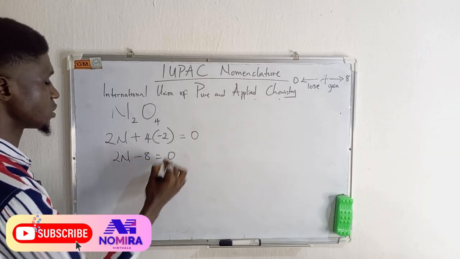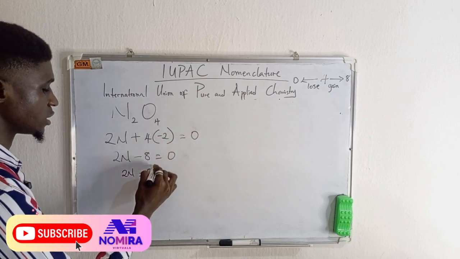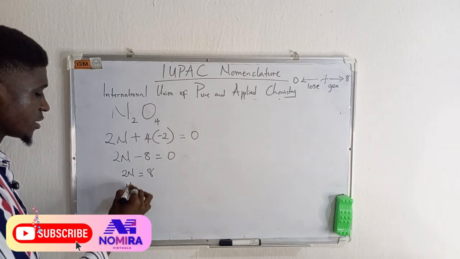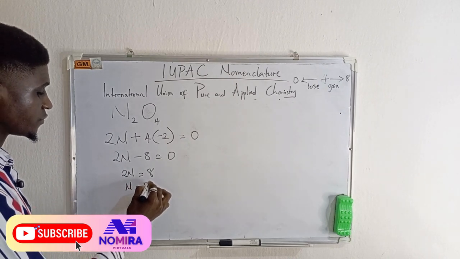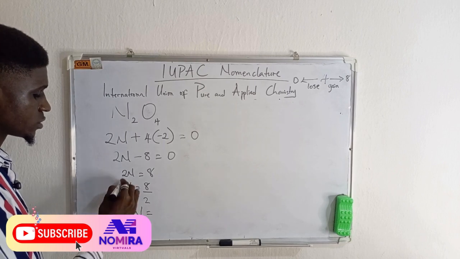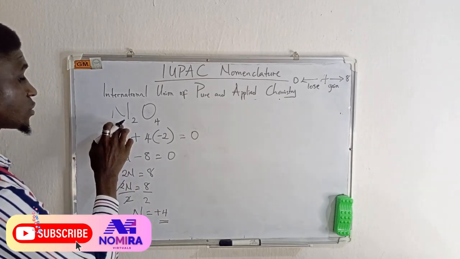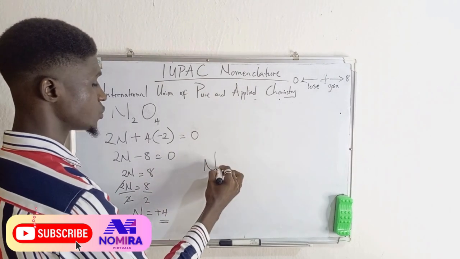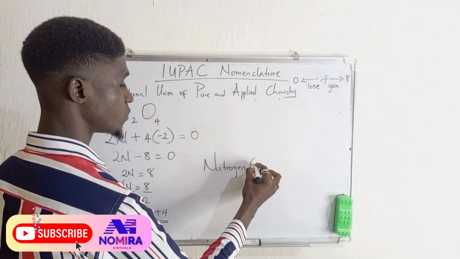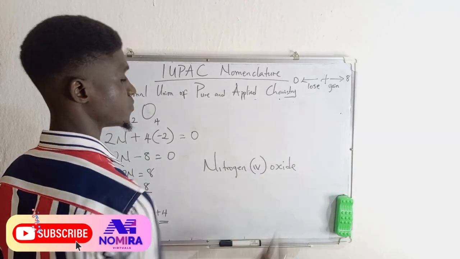Minus 8 equal to 0. So we have 2N equal to, when this crosses over, it becomes plus 8. Then you make N the subject of the formula. So we have N by dividing both sides by 2. We have N equal to, this divided is 1, this divided is 4. So the name of this compound will become nitrogen 4 oxide.